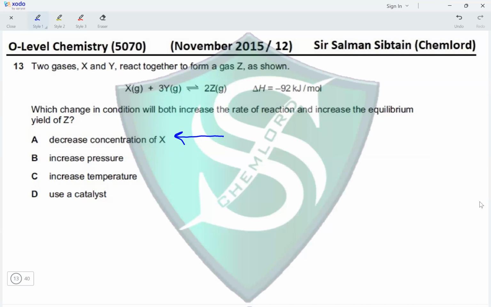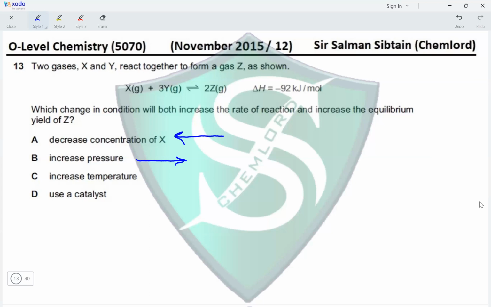Increasing the pressure. An increase in pressure favors the side with the lesser number of moles. The lesser number of moles is in the product side because there are 4 moles of reactants and 2 moles of product. So this will result in the forward reaction being favored. So when the forward reaction is favored, there would be an increase in the yield of Z, which is the product. And if the forward reaction is being favored, the rate of the forward reaction would be greater.